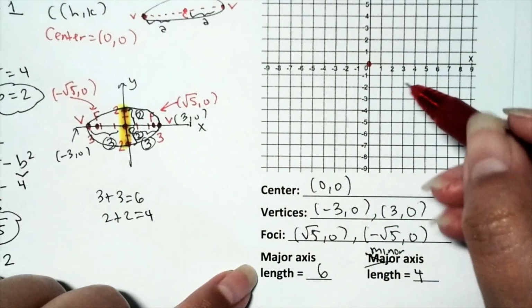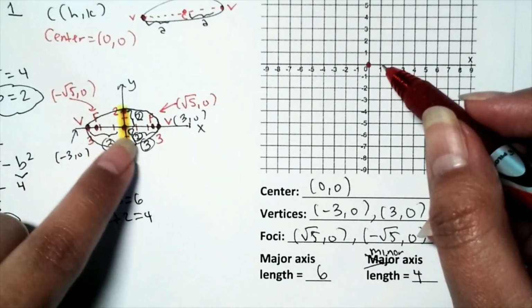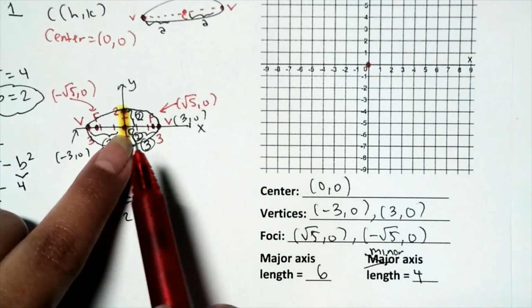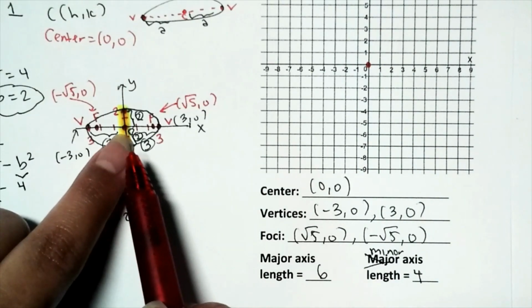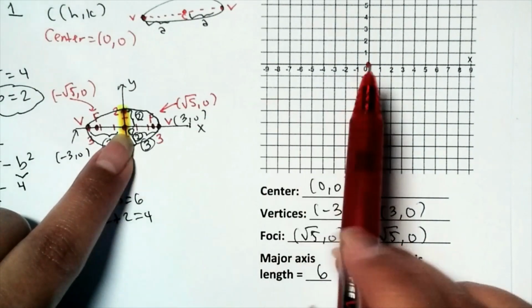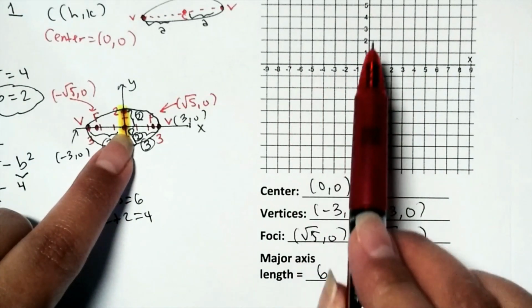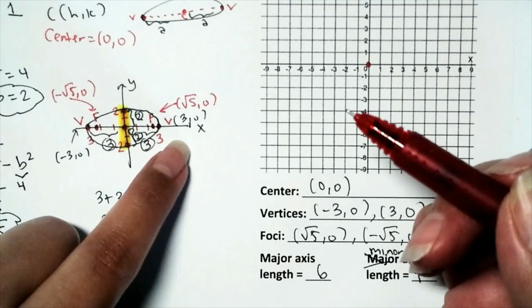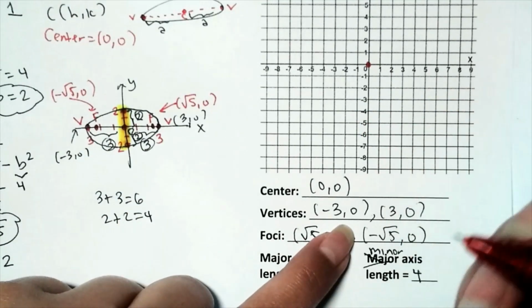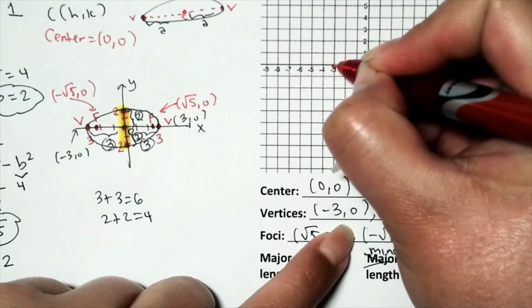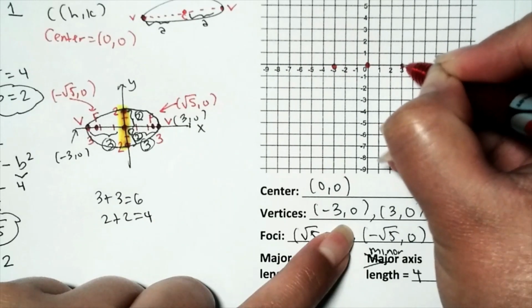Do you have to graph the center? Not really, but if I'm graphing it for the first time without a sketch, oh yeah, I will totally graph it, because that way I'm like, okay, how many units do I go to the right, to the left, up, down? Vertices, we had said that they were (-3, 0) and (3, 0).